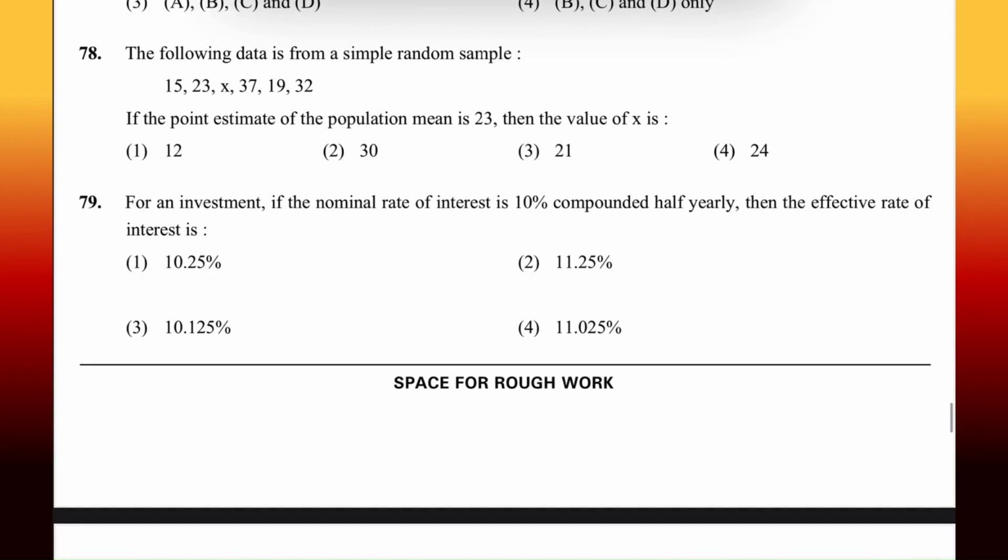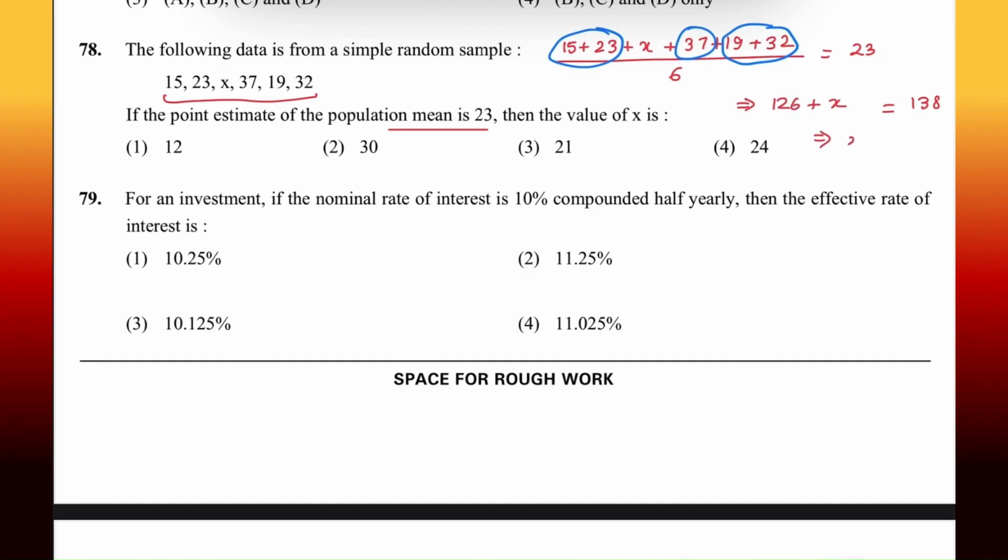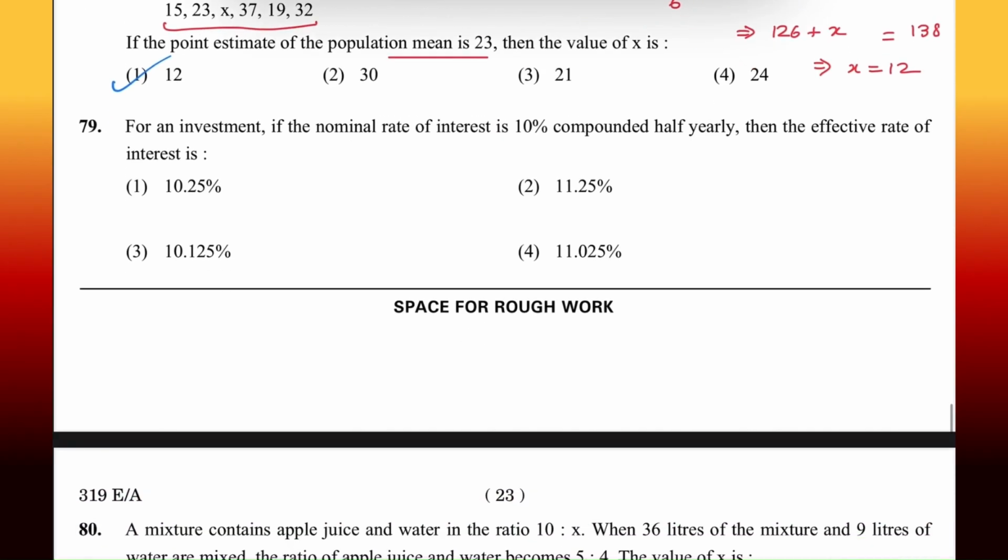The following data is from a simple random sample. Okay, so you have a sample. If the point estimate of the population mean is 23, so we need to find x. So how do you find mean? So first you add these entries. So 15 plus 23 plus x plus 37 plus 19 plus 32 divided by 6, the number of observations, and then you have 23. So 23 into 6 is 138. So you get 138 on the right side, and then you add these entries. So 38 plus 37 is 75 plus 51 is 126. So 126 plus x equals 138. So finally x equals 12. So here option 1 is the correct answer for this question. An easy question from sampling.